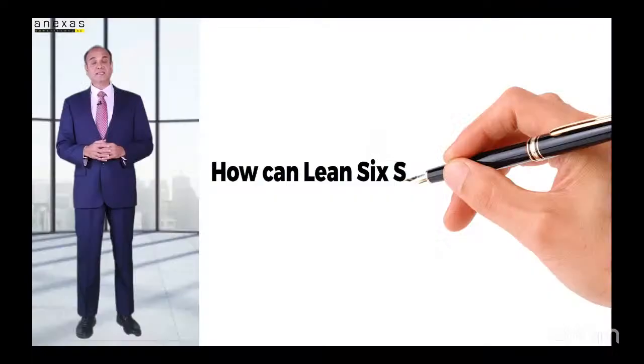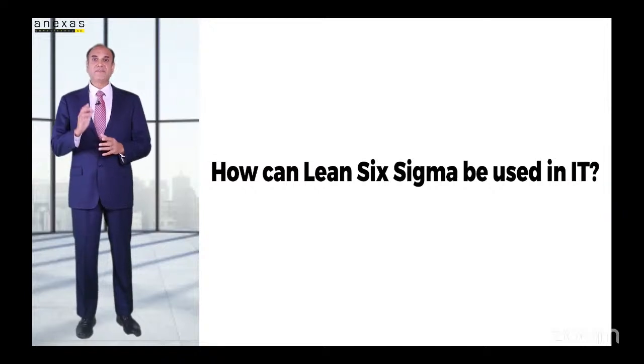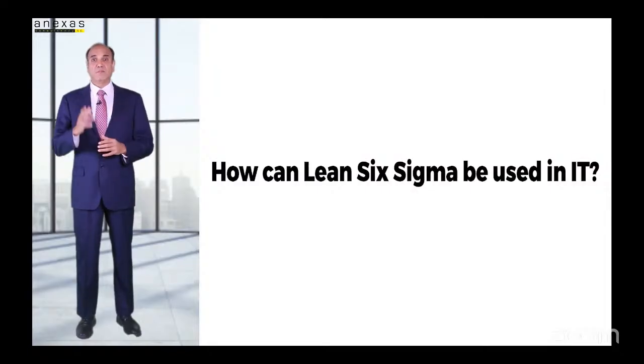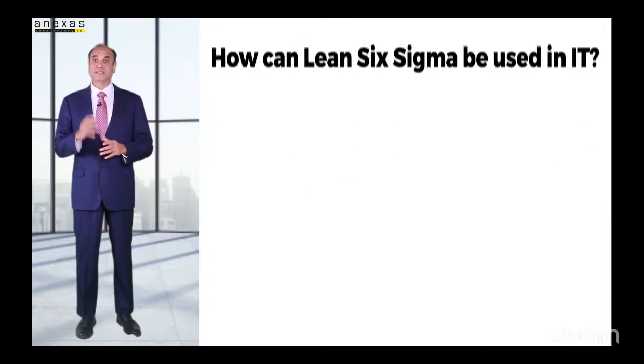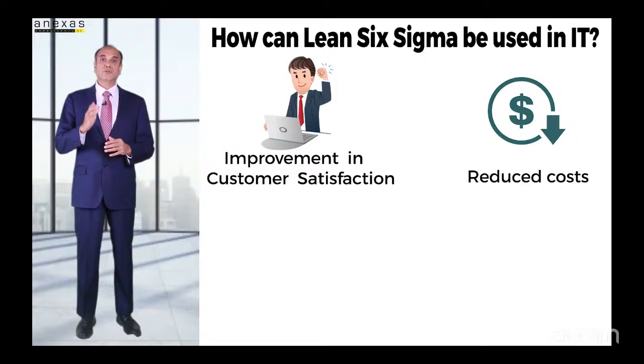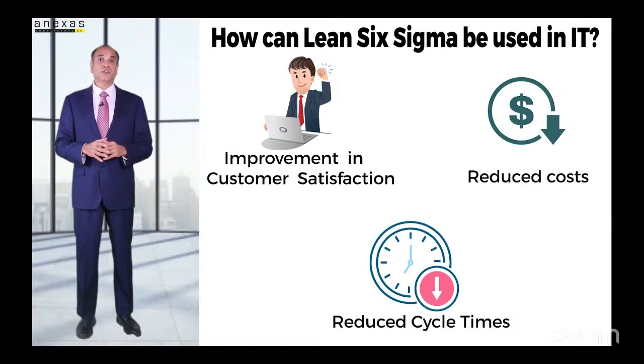How can Lean and Six Sigma be used in IT? I have implemented Lean and Six Sigma in many IT organizations, and each of them has given different benefits. But three benefits have been common to all organizations: improvement in customer satisfaction, reduction of costs, and reduction of cycle times and project delivery times.